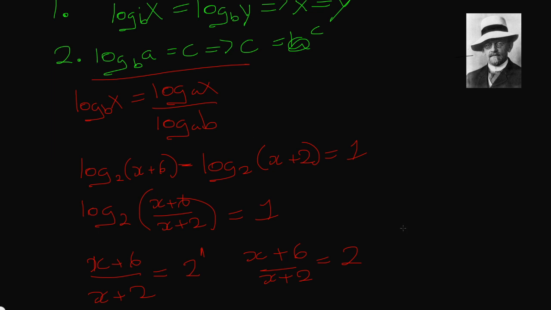Then we multiply across by x plus 2, so you'd have x plus 6 is equal to 2 times x plus 2. Then if we move that up here and start solving, we'd have x plus 6 is equal to 2x plus 4. So then minus x is equal to minus 2, so x will be equal to 2. And that's that solved. So that's a problem involving log equations.